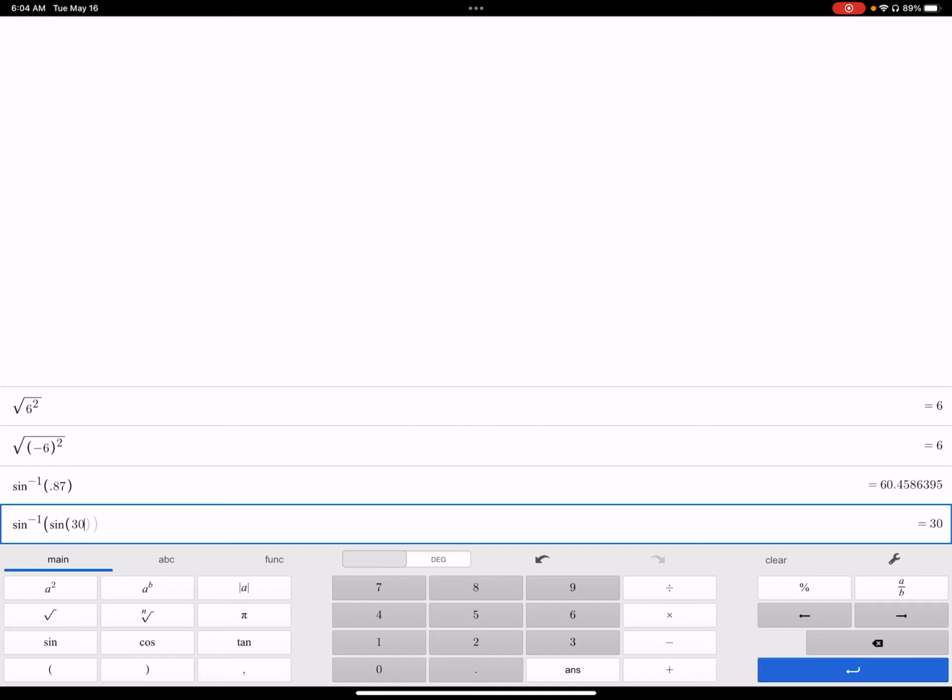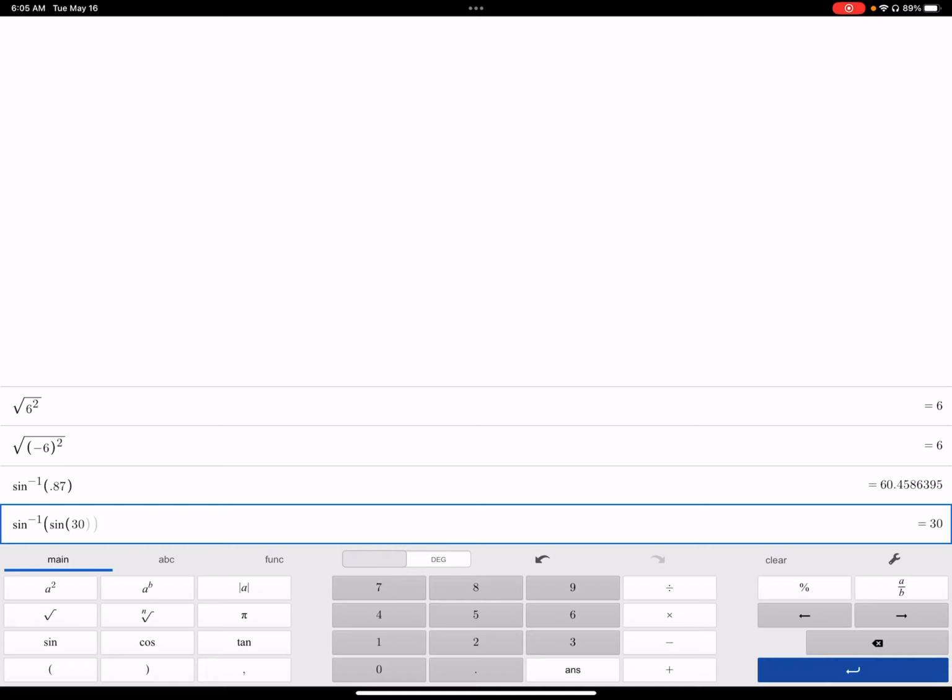So let me explain over here on the left-hand side. The sine of 30 is going to give me a ratio, and then the inverse is going to revert that ratio back to an angle measurement. Since these are inverses, they should cancel each other out and give me 30 degrees. Look over there on the right-hand side. It gave me 30. Perfect. That's exactly the way it's supposed to work.